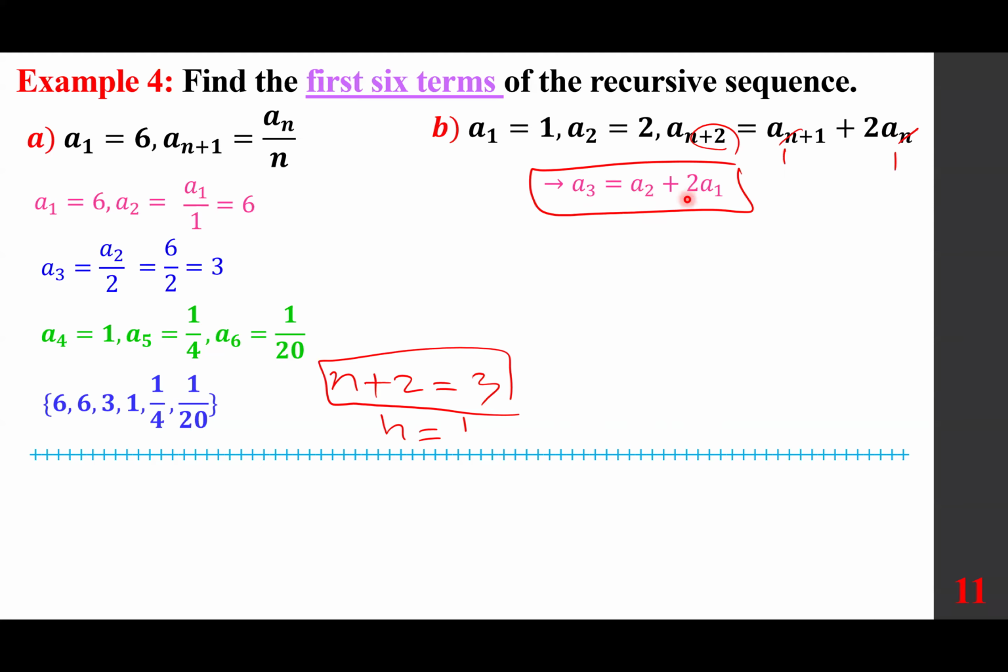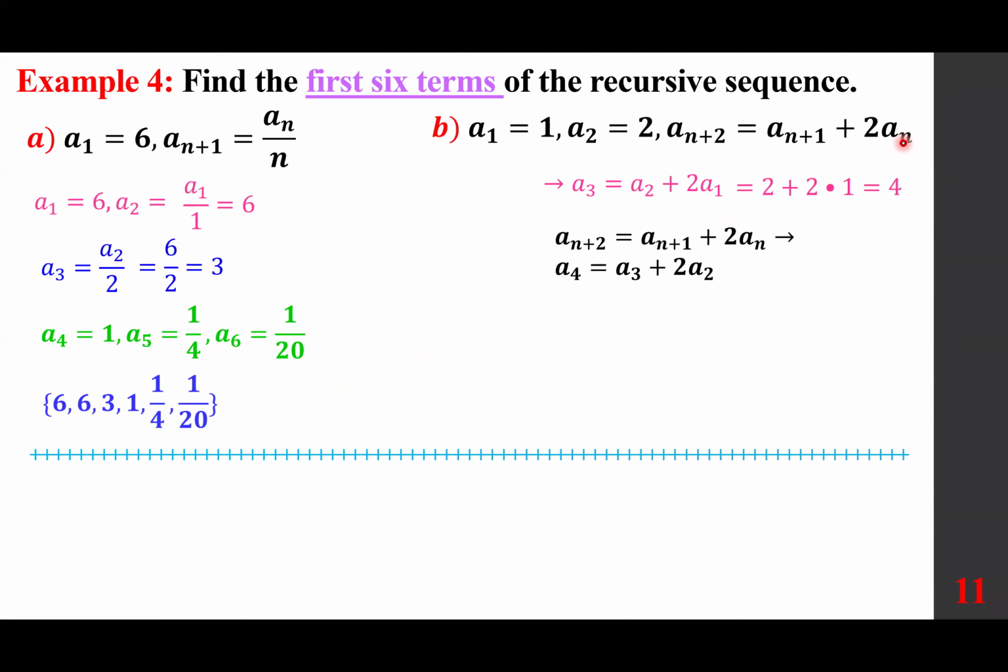Now, if I want the next one, okay, so we have a sub 1, a sub 2, a sub 3, the next one is a sub 4. So if I want this one to be 4, this is before that 3, this is before that 2. So a sub 4 is a sub 3 plus 2 a sub 2, which means 4 plus 2 times 2 is 8.